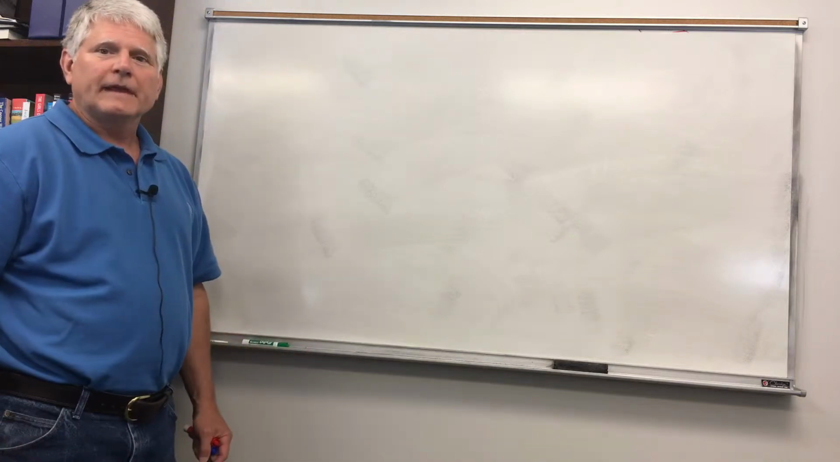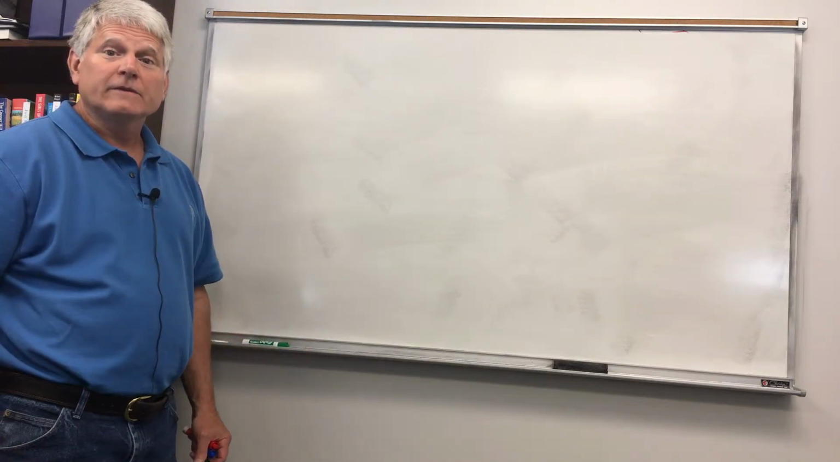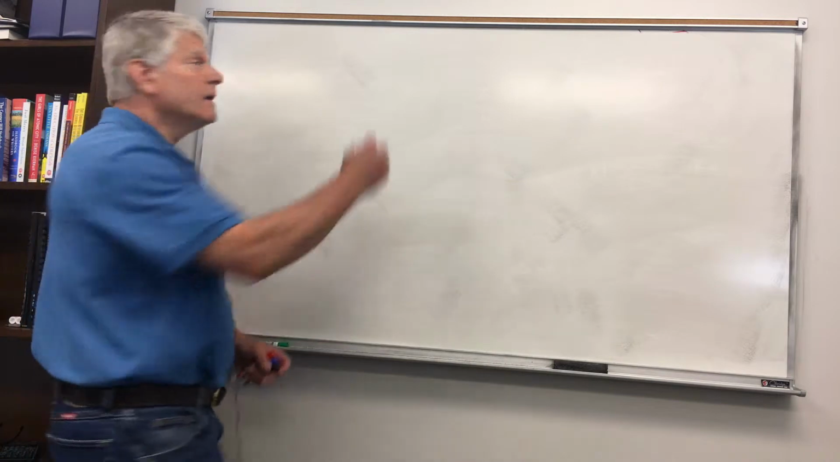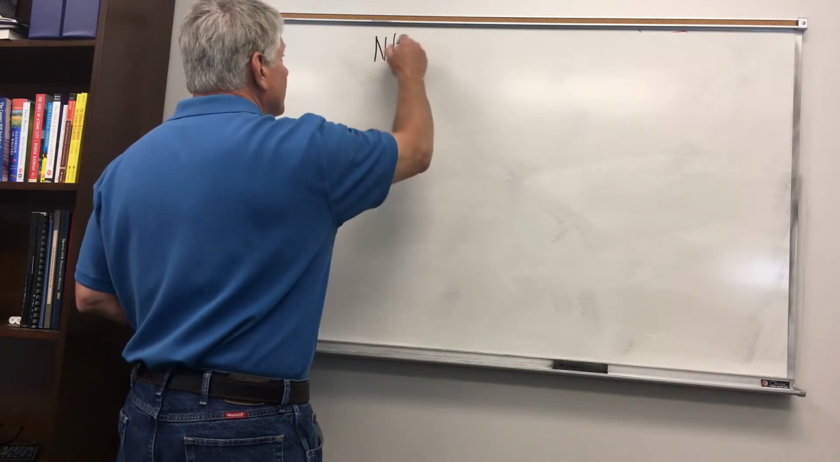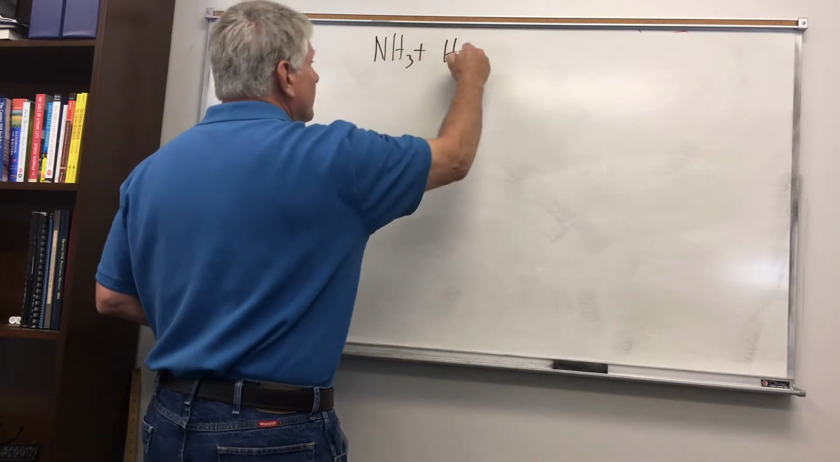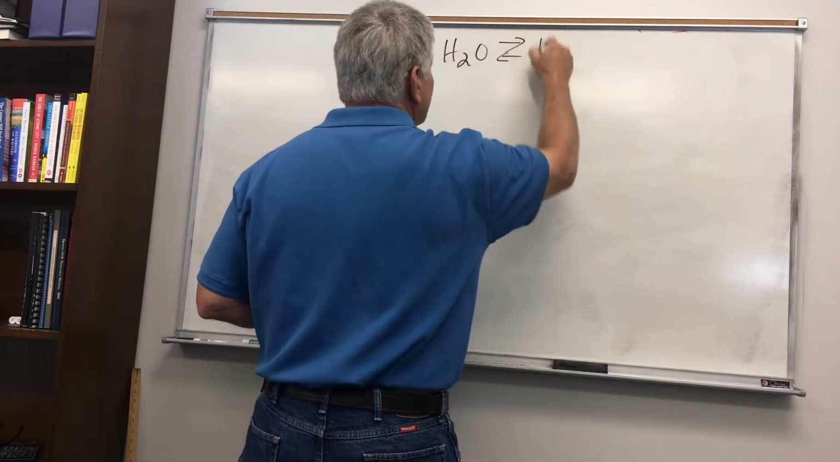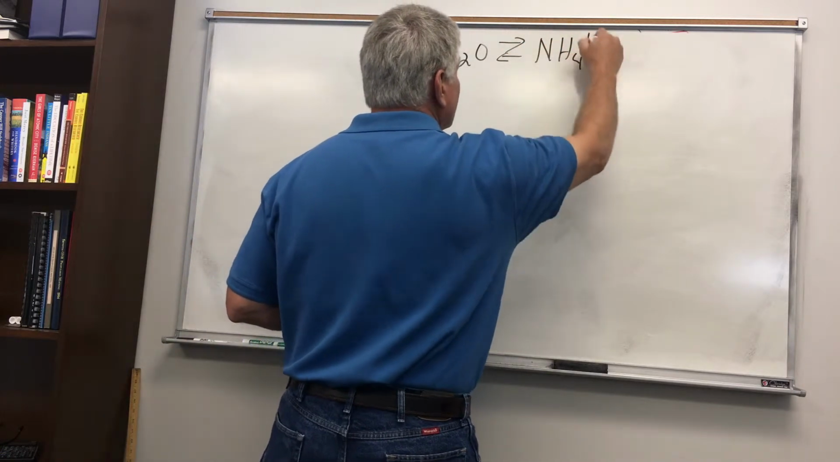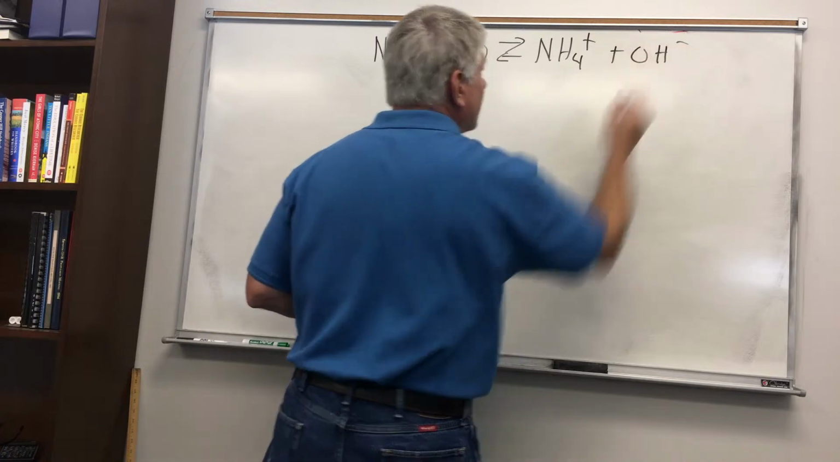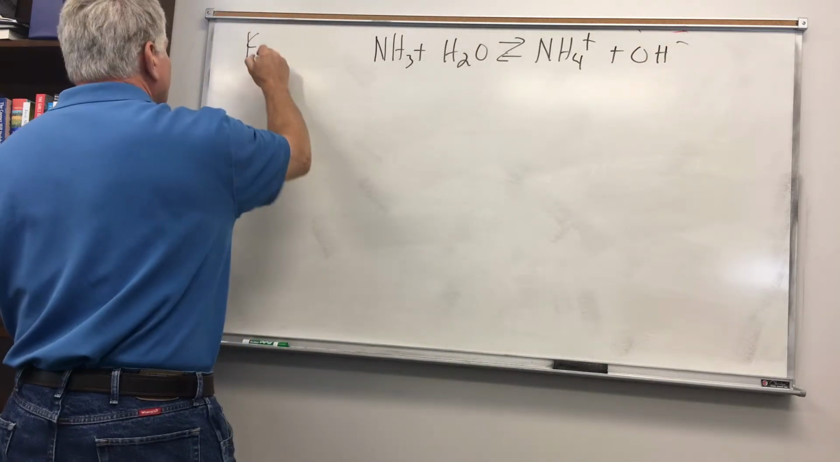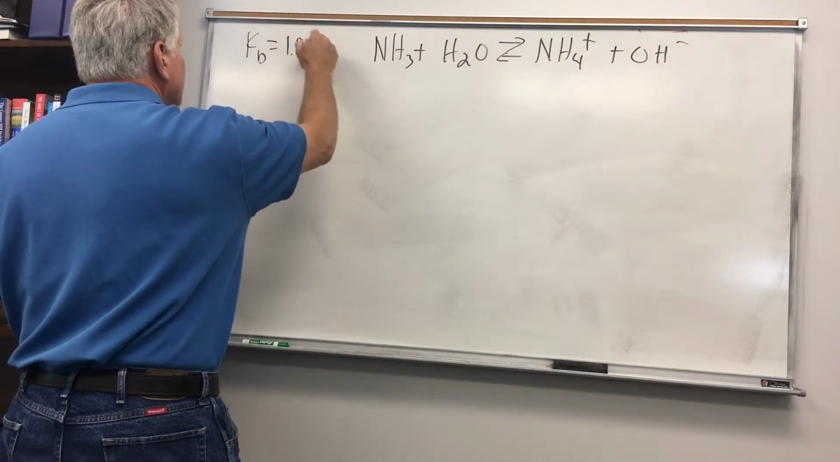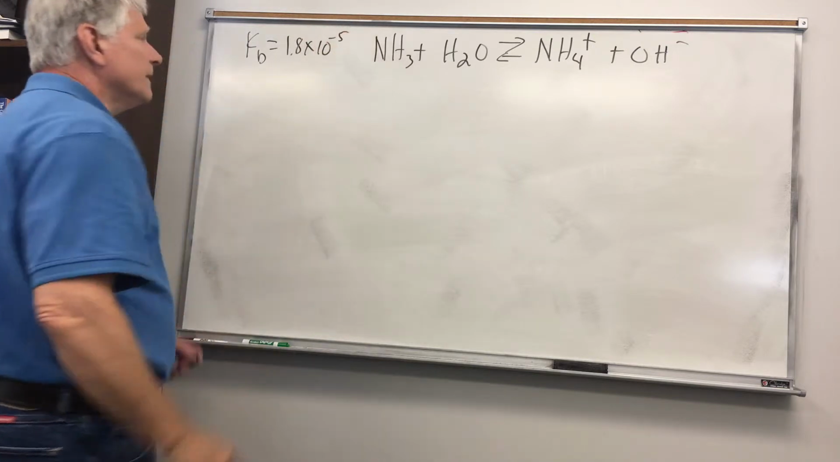Now let's look at an example of a weak base in solution and its conjugate acid. So say I start with ammonia. It's a weak base. It reacts in water to give NH4 plus and OH minus. And it has a value of Kb of 1.8 times 10 to the minus fifth.